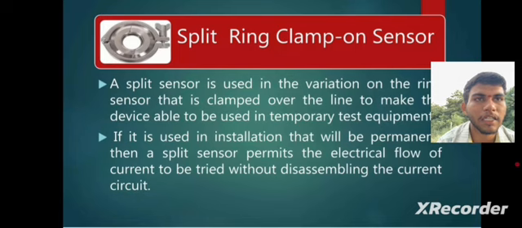A split ring sensor is a variation of the ring sensor. The clamp over the line makes the device available as temporary test equipment. It is used in installations, and the split ring sensor can measure the electric current without dismantling the current circuit.